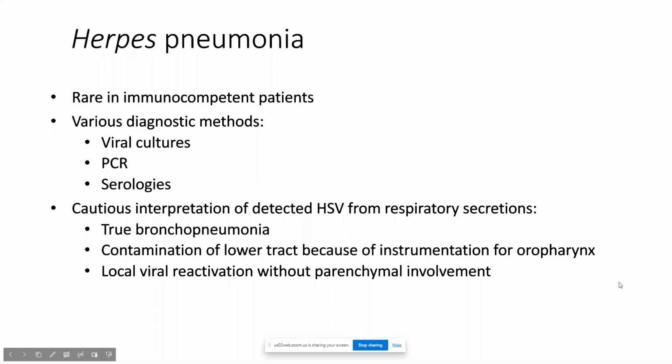All right, herpes pneumonia, moving on to the next virus. This is pretty rare in immunocompetent patients, but it's obviously a significant problem for people who have compromised immune systems. Various diagnostic methods: viral cultures, PCR, and serologies. You have to be careful when you detect HSV from respiratory secretions because sometimes it can be very difficult sorting out a true pneumonia from what's just contamination from the upper respiratory tract.